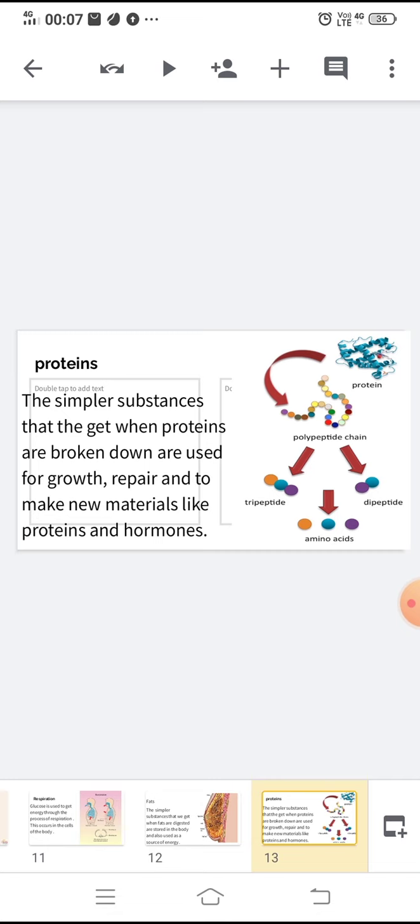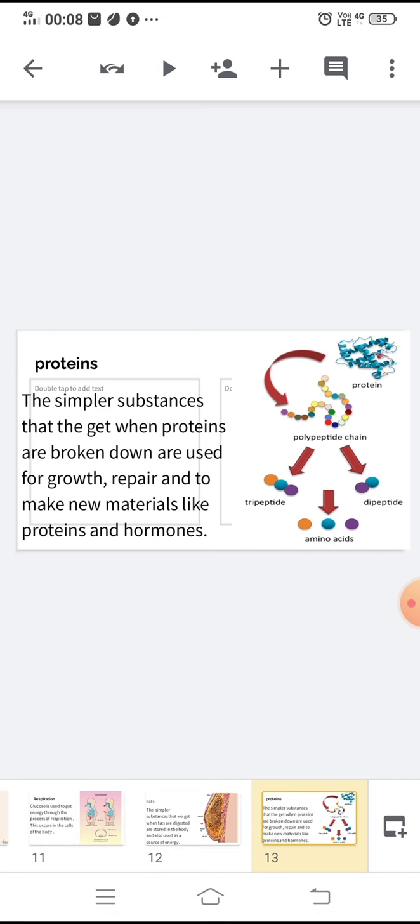Let us revise the topic. What is the length of the small intestine? It is around 7 meters. What is the length of the large intestine? It is around 1.5 meters long. What is the function of the small intestine? The small intestine plays an important role in the absorption of the digested food into the bloodstream.